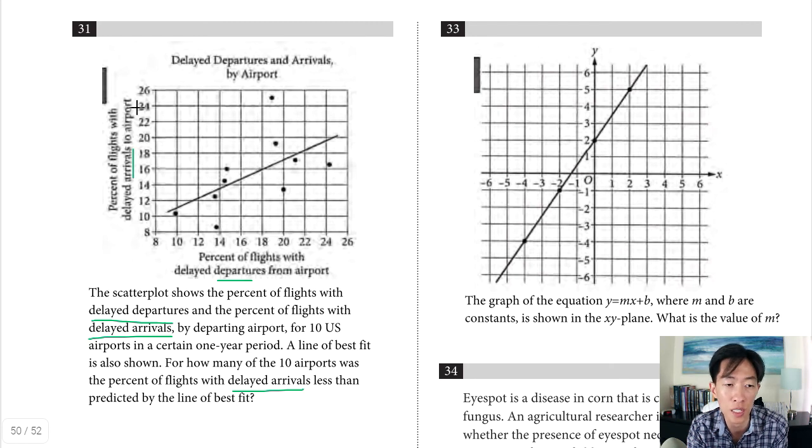So really the only thing they care about is the arrivals, which is the y-axis, and they're asking how many were less than predicted by the line. So really we're just going to count how many are under the line. 1, 2, 3, 4, 5, 6, and that's the answer. Very easy problem, you just have to know what's going on when you look at a scatter plot.